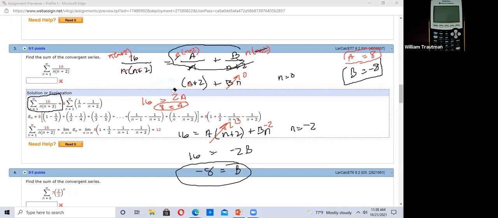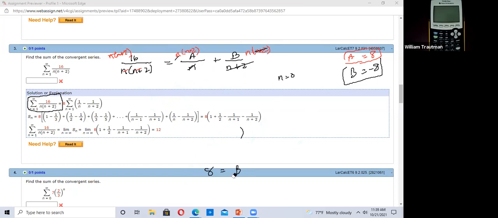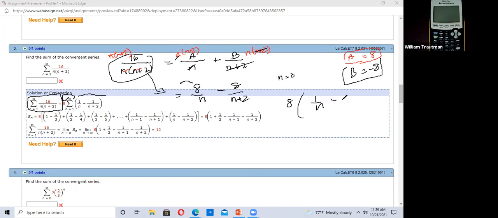And we're going to plug those back up here. So let me erase all this other stuff. And once again, a equals 8. We end up with 8 over n, and then b equals -8, so this becomes -8 over n plus 2. So this becomes this, and that's how we got this right here. Oh, they factored out an 8. If you notice, they factored that 8 out right here. So if you factor the 8 out, you end up with 1 over n minus 1 over n plus 2. And that's how we got that right there.